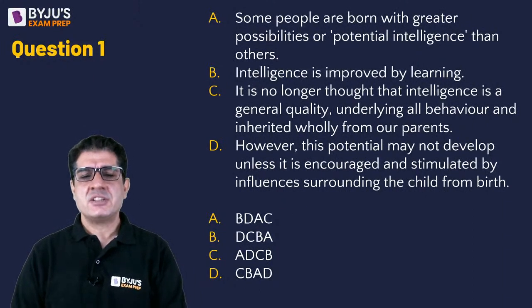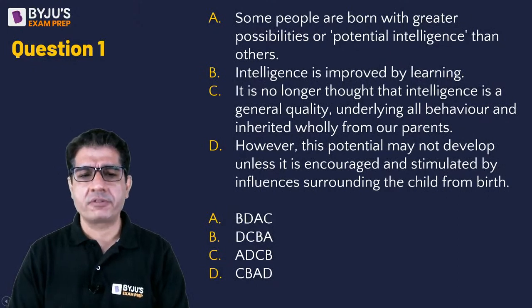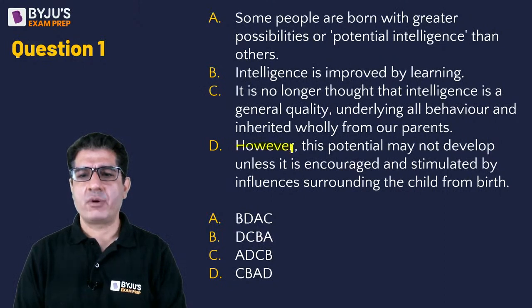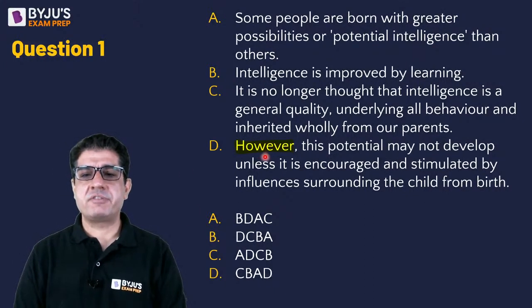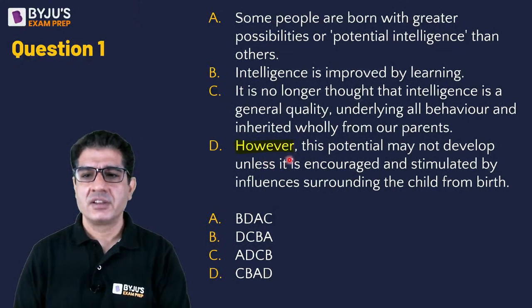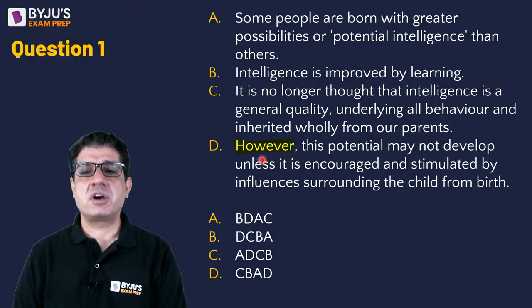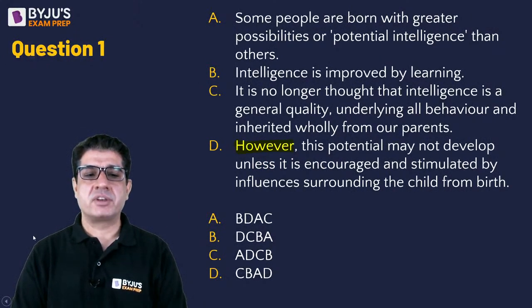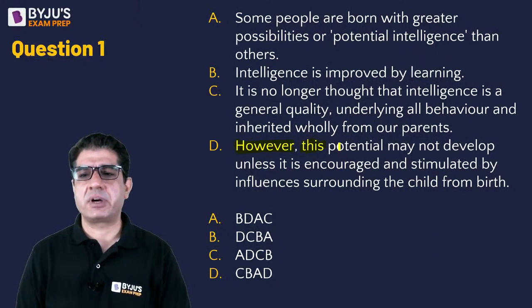Okay, so let us see. Let me focus on just one of these clues. And that clue that I am picking up is "however." Now we know that "however" is used to show contrast. So "however" says this potential may not develop unless it is encouraged and stimulated by influences surrounding the child from birth. One more clue here is this pronoun, actually in this case it is more of an adjective, "this potential." So which potential are we talking about?